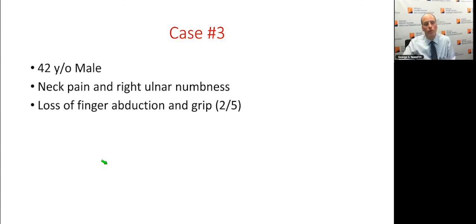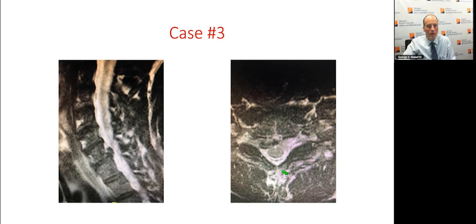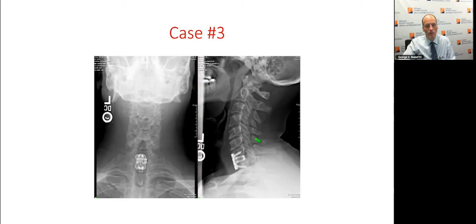Next patient is a 42-year-old male who had neck pain, right ulnar numbness, loss of finger abduction and grip strength. So you're thinking C8, T1. These were the radiographs here. And the patient, in fact, had a large disc herniation at C7-T1. Here it is here, compressing on the exiting C8 nerve root.